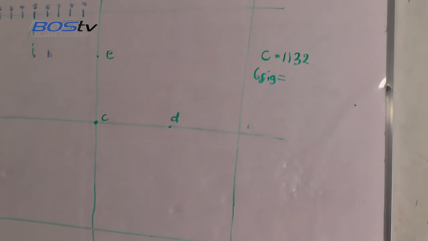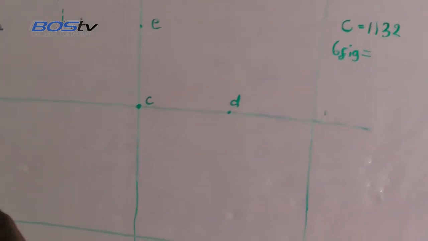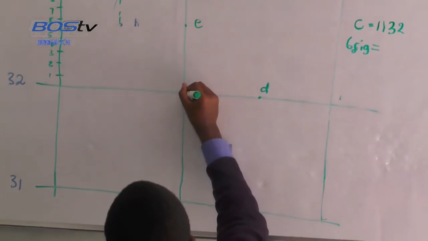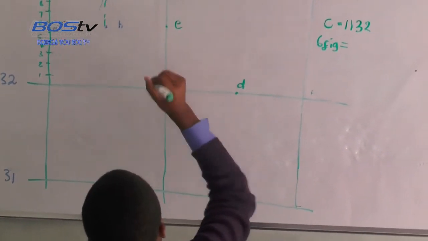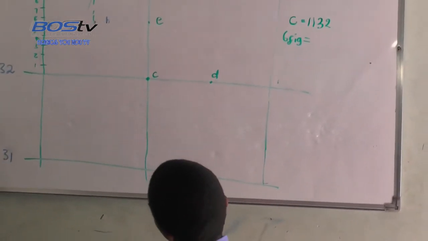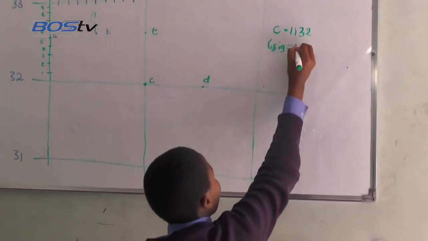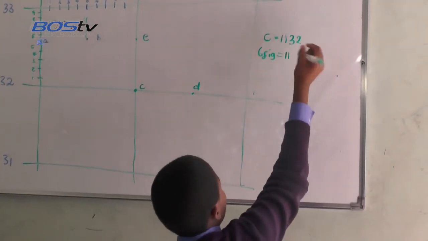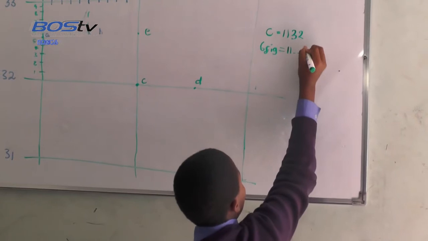Then the 6th figure. The 6th figure, we don't need to plot because the point is right on 2 lines. From what we have learned, when a point is on a line, it means it's 0. So for the 6th figure, we first take the 4 figure, then we leave space.